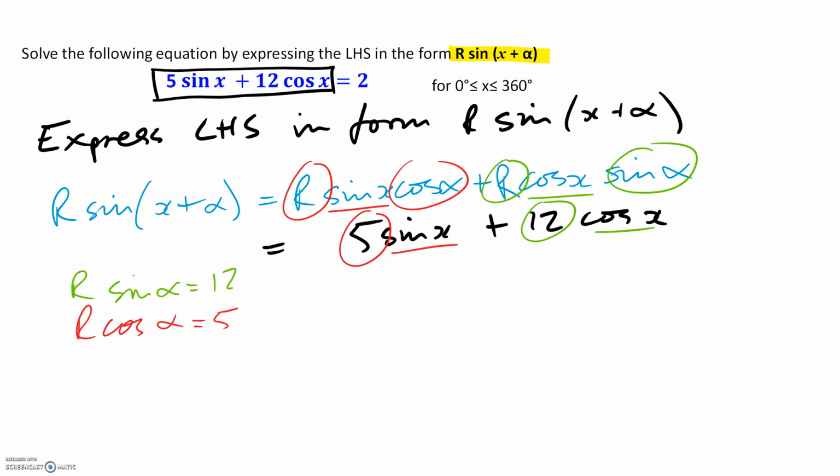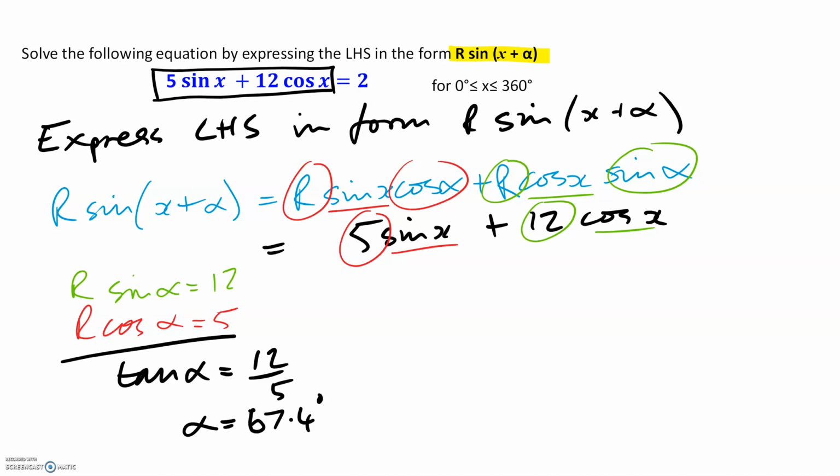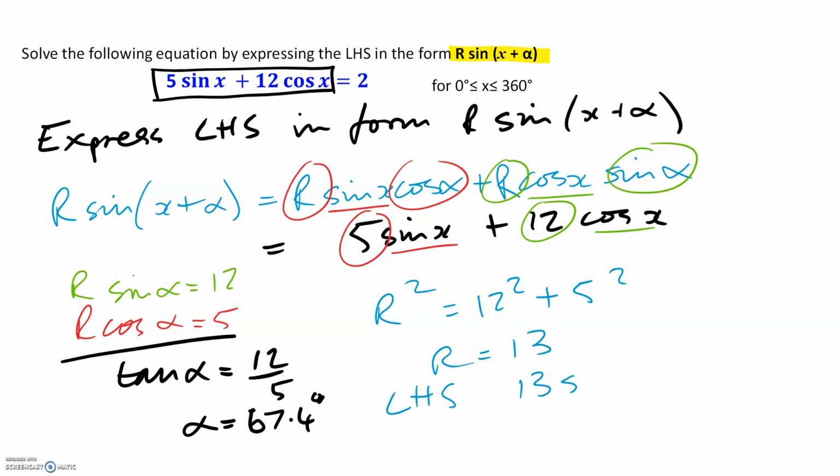And then divide to get tan alpha is 12 over 5. Do inverse tan, and you should get 67.4 for alpha. To find r, you do r squared is 12 squared plus 5 squared, so r is going to equal 13. So that means the left hand side of the equation can be written 13 sine x plus 67.4 degrees.